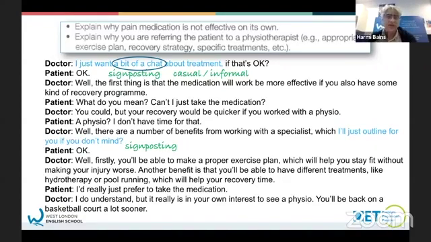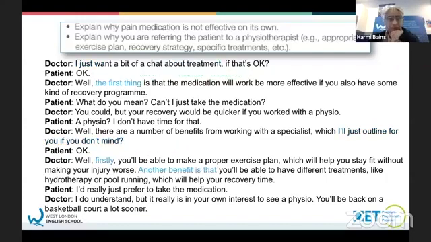And of course, in your speaking, you're being professional, but you want to keep the language quite informal because you want to build up a nice relationship with the patient. And remember, you don't want to be too much of an authority figure. You kind of want to make sure the patient is comfortable so they can ask you any questions that they like. So it's a nice thing to say. I just want a bit of a chat about treatment.